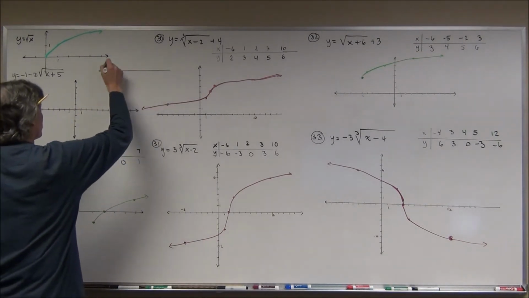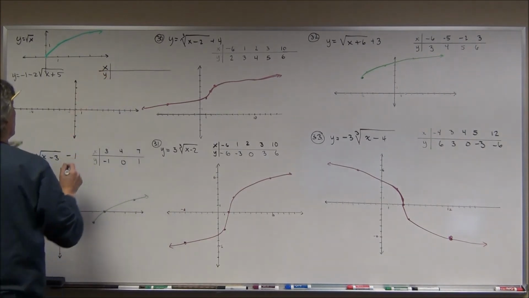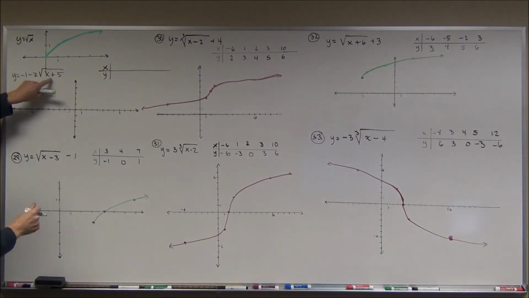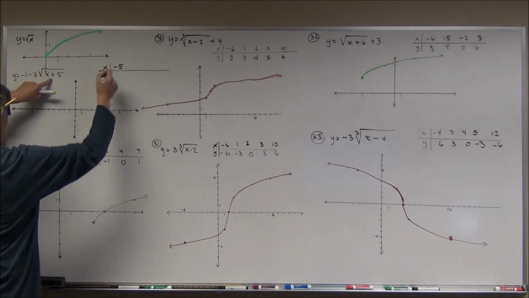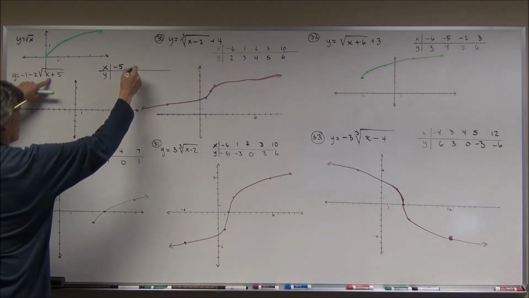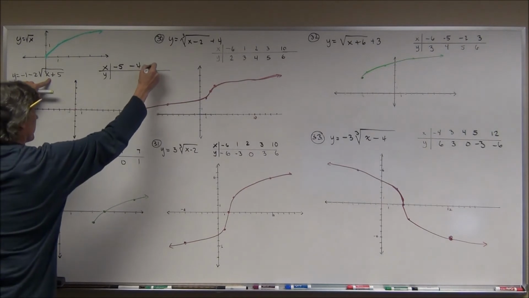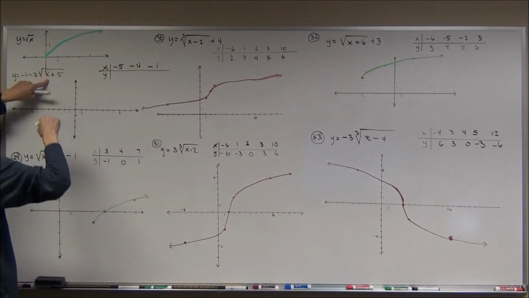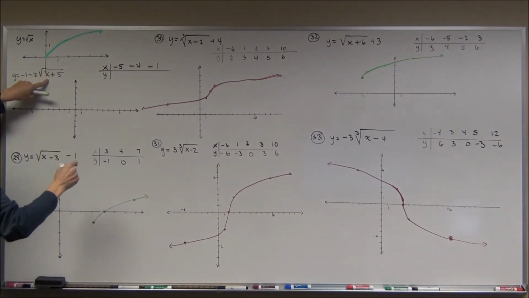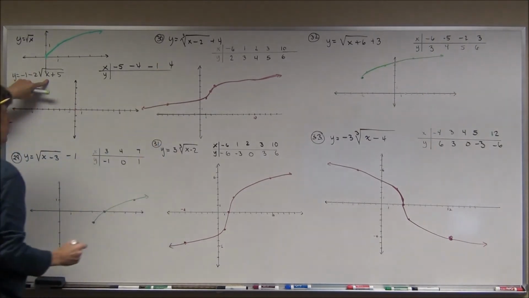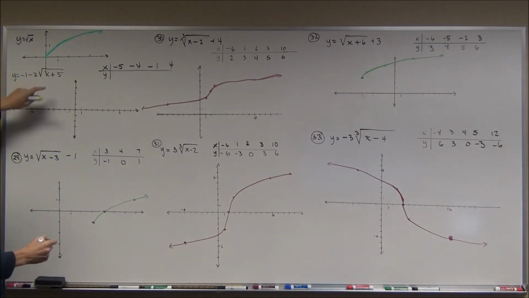I'm just going to create a table of values here to help me out. I'm going to start with the number that makes this 0, which is negative 5. And then I'm going to use negative 4, because then I'll get 1, and I can take the square root of that. And then I'm going to use negative 1, because I'll get 4, and I can take the square root of that. And if I want to get really fancy, I'll plug a 4 in there, because 4 plus 5 is 9, and I can take the square root of that. I got a feeling the values are going to get kind of big here, though.